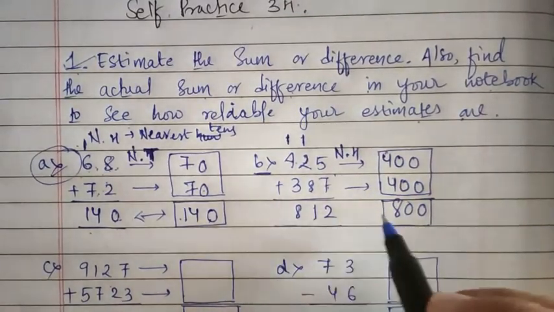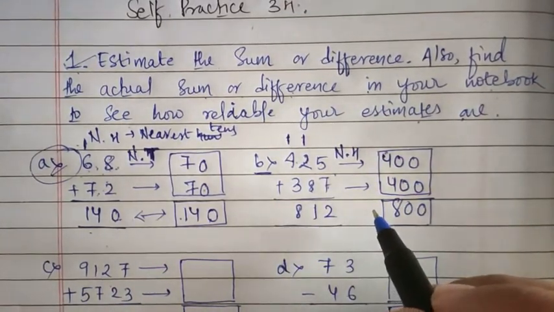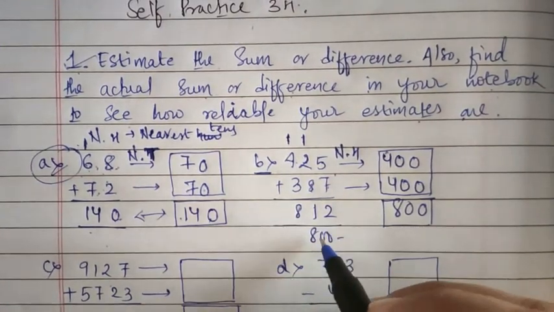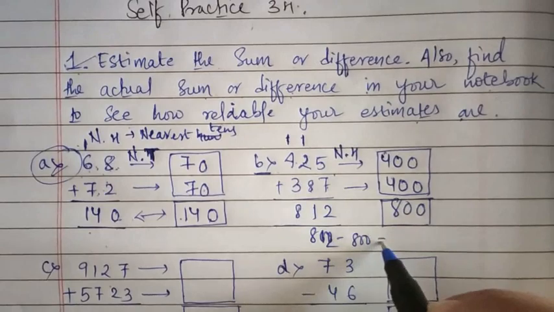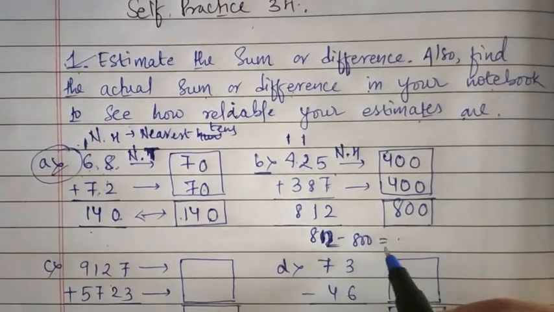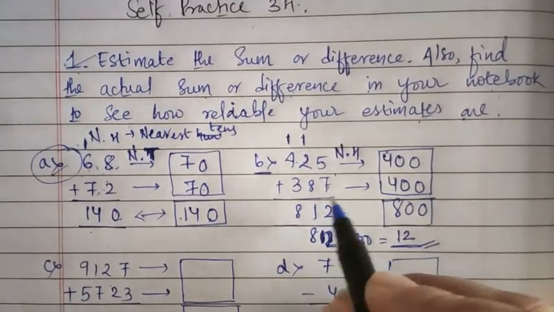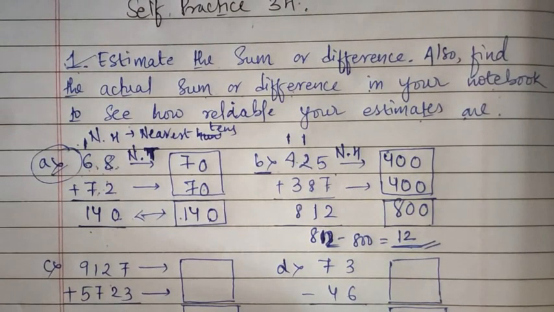So in this condition, you can see the difference, right? The difference is 812 minus 800, which is 12. So you can find the difference of 12 in this condition, okay. I hope you have understood this.